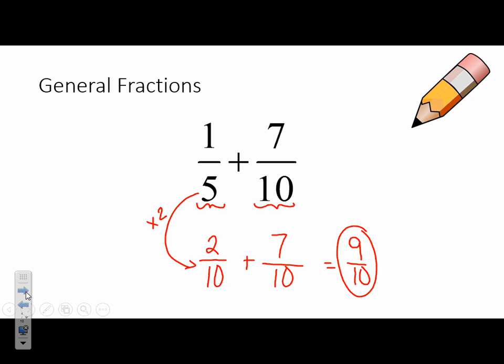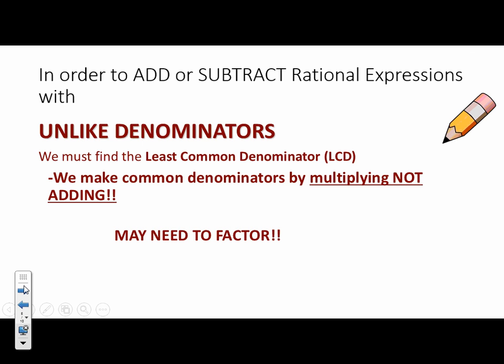So now how does this expand to what we're going to do? When we need to add or subtract rational expressions, and they have unlike denominators, ladies and gentlemen, that is, they don't match, we must find the least common denominator, or the lowest common denominator. And we make common denominators by multiplying, never adding things, okay?